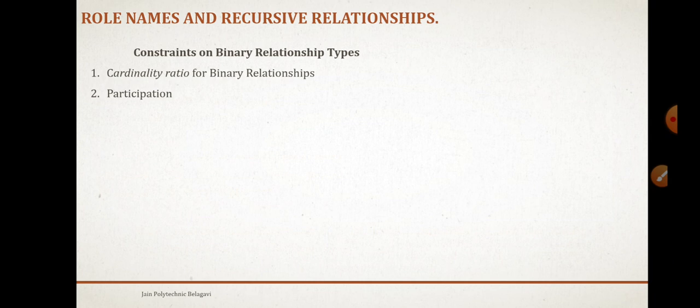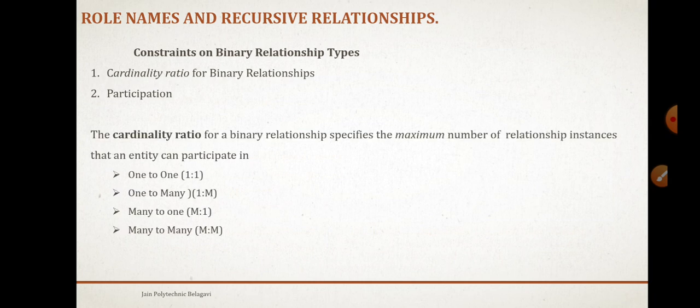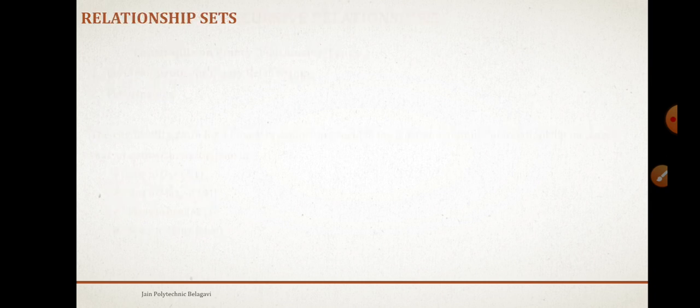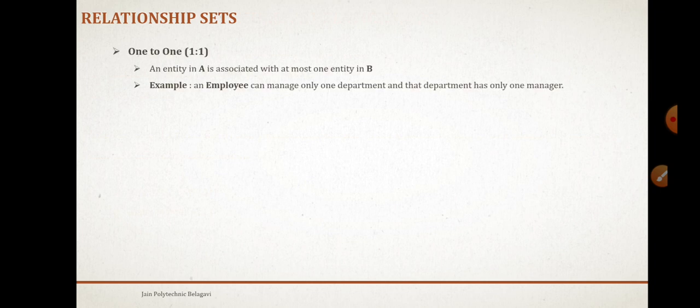Constraints on binary relationship types: the first is the cardinality ratio for binary relationships, and the second is participation. The cardinality ratio for a binary relationship specifies the maximum number of relationship instances that an entity can participate in. There are different types: one to one, one to many, many to many, and many to one. So we will see them one by one.